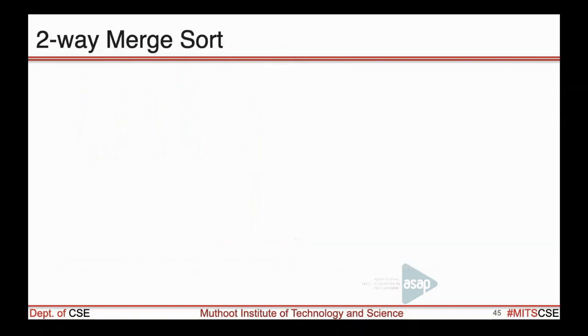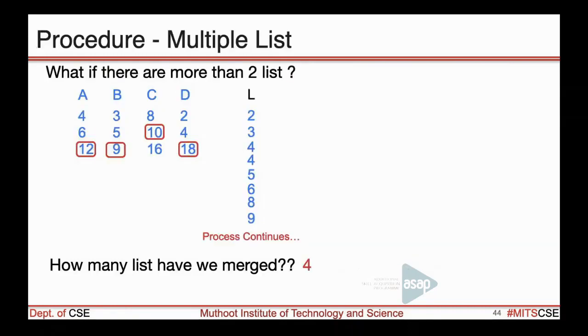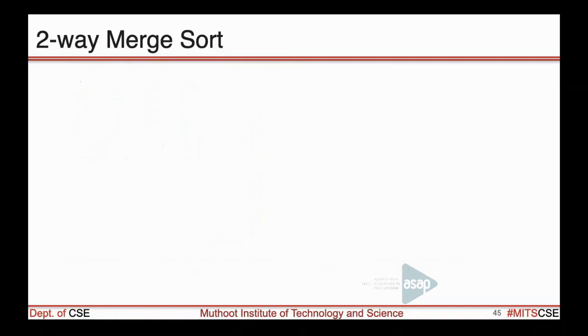Okay. So 4-way merging means we merged 4 different lists. So coming to 2-way merge sort or 2-way merging, what will be 2-way merging? It is the process by which we merge 2 lists at a particular time. So consider the same example A, B, C and D. Here we can do this process in different ways.